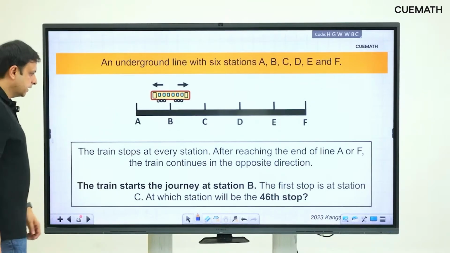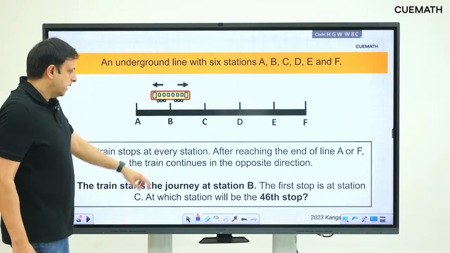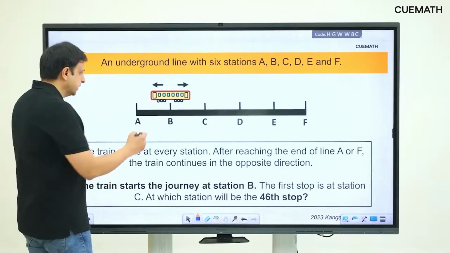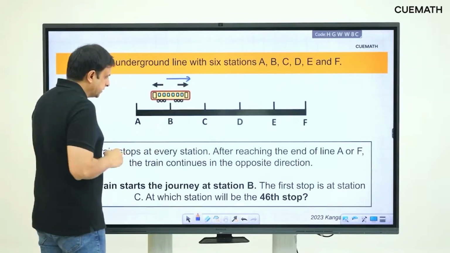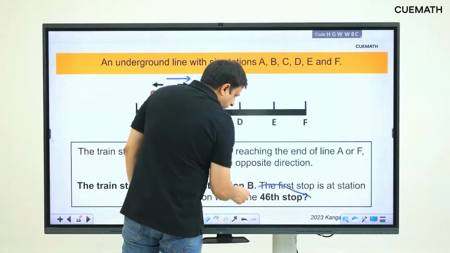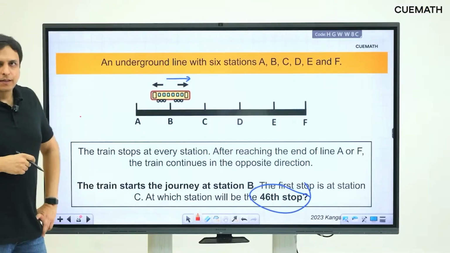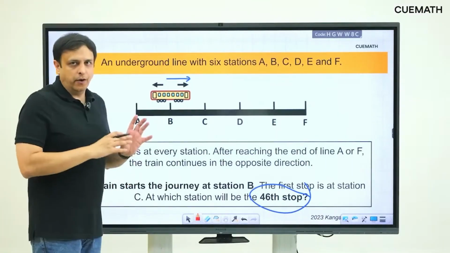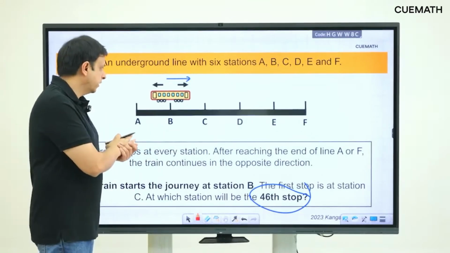The train starts the journey at station B here, and the first stop is at station C. So it's initially going in this direction. At which station will be the 46th stop? 46th stop. Okay. Now I will show you systematically how to solve this problem, so follow me carefully.